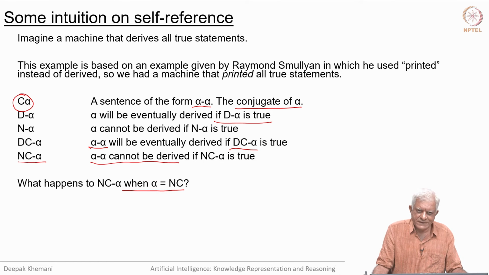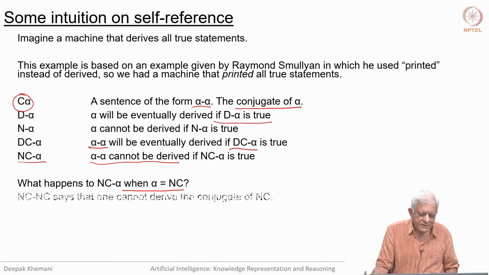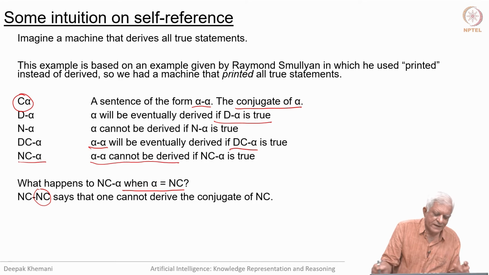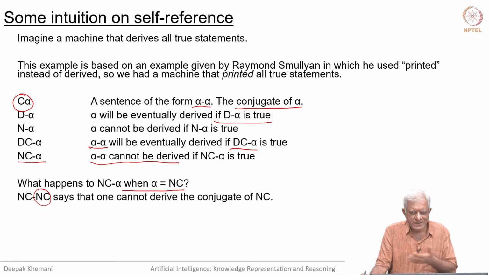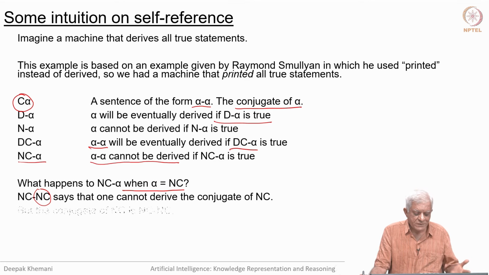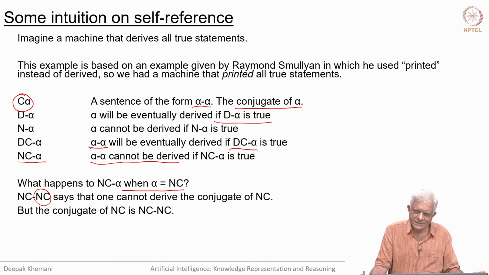Now, you should think about this a little bit. NC alpha, when alpha is NC, says that the conjugate of alpha will never be printed. NC says that one cannot derive the conjugate of NC. Okay, so we have just substituted NC for alpha. NC alpha says the conjugate of its argument can never be printed, but if we say NC, then we are saying the conjugate of NC cannot be printed. What is the conjugate of NC? The conjugate of NC is NC itself.